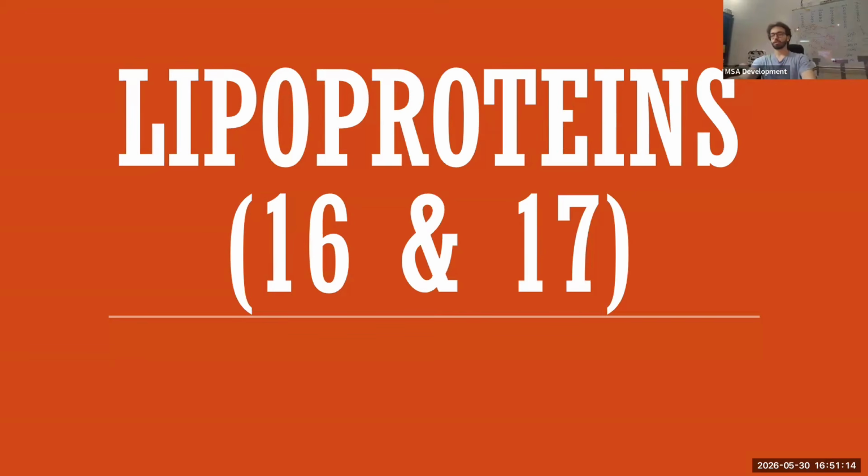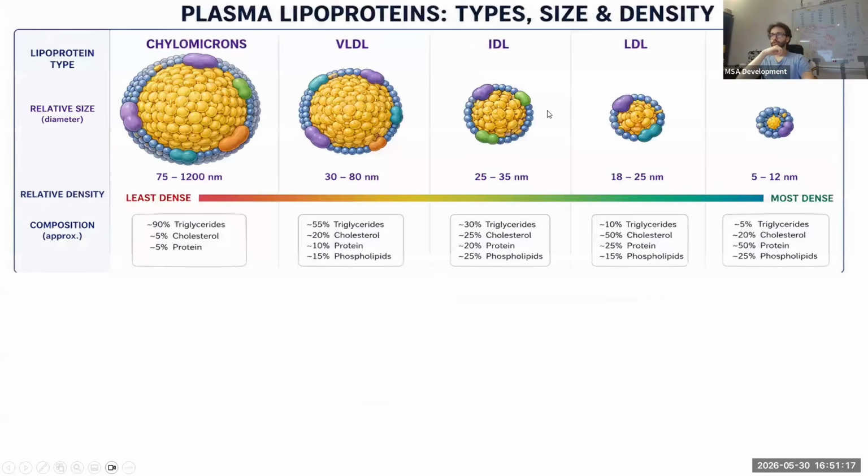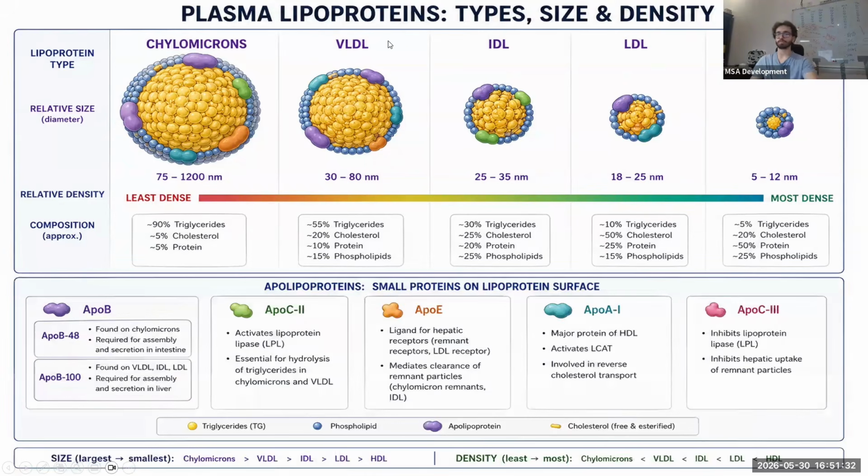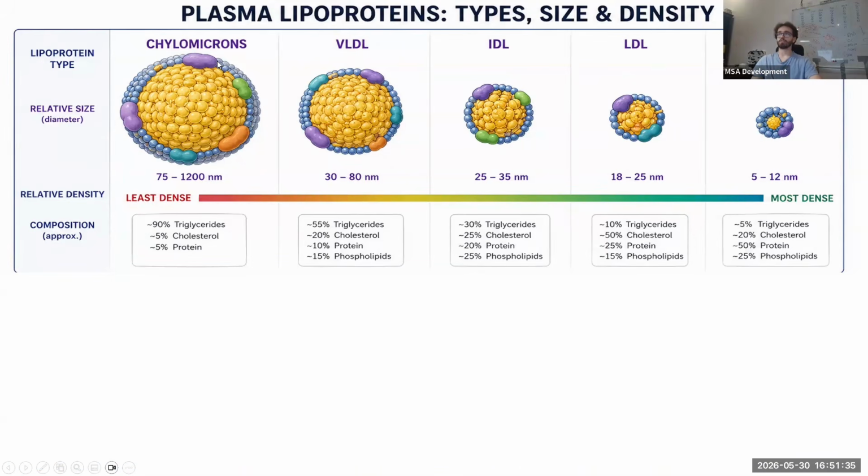First of all, what are lipoproteins? Lipoproteins are lipids and proteins, as the name says. What is their function? Transporting and carrying different substances in the body. As simple as that. We have 5 different types of lipoproteins that I want you guys to know: chylomicrons, VLDL, which is very low density lipoproteins, IDL, intermediate density lipoproteins, LDL, low density lipoproteins, and last but not least, HDL, high density lipoproteins. And each one carries something different.